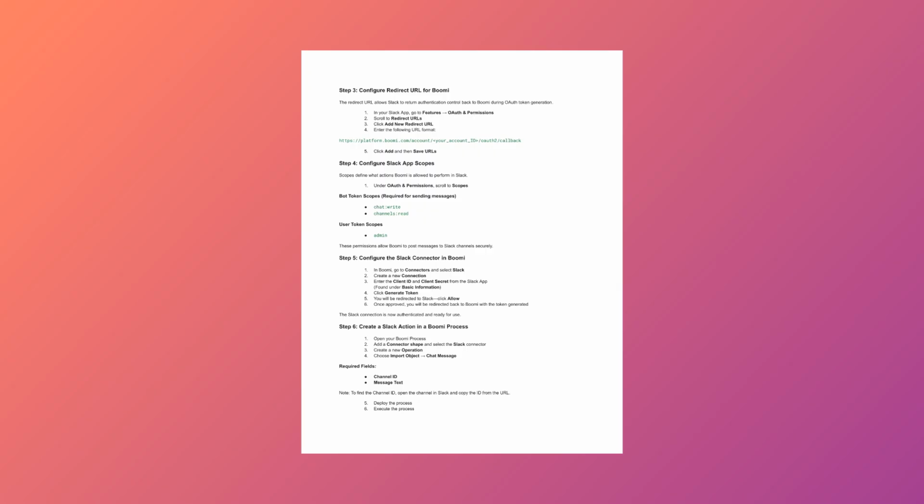Configure the Slack connector in Boomi by going to Connectors, selecting Slack, and creating a new connection. After running the Boomi process, the message should appear in the configured Slack channel. Boomi process reporting will show a successful execution, and Slack confirms message delivery in real time.